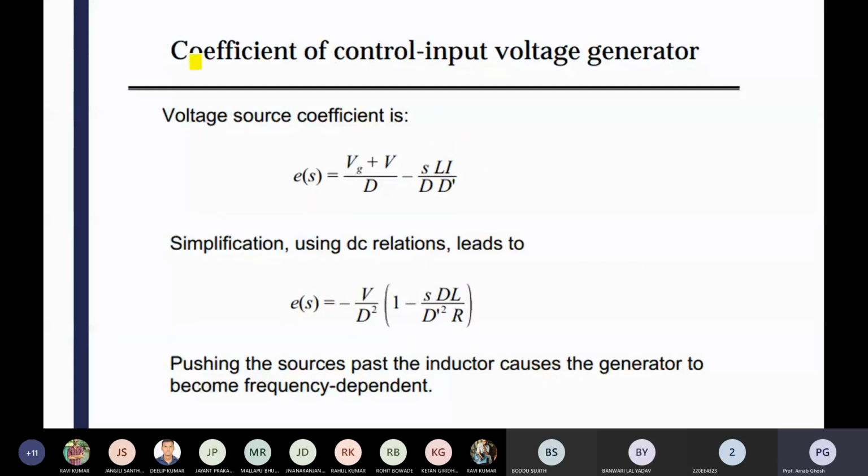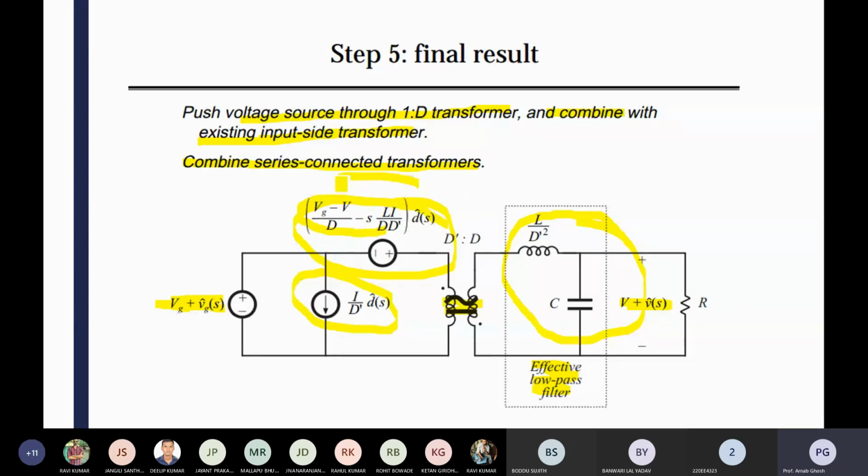So the coefficient of the control input voltage generator, now you have to find out the value of E(s). If you are able to find that value of E(s), then you can directly get the expressions, means you get the transfer functions. Okay, so what is your E(s)? E(s) is coming (Vg plus V) whole divided by D minus s L I divided by D'. So that portion is called your E(s).